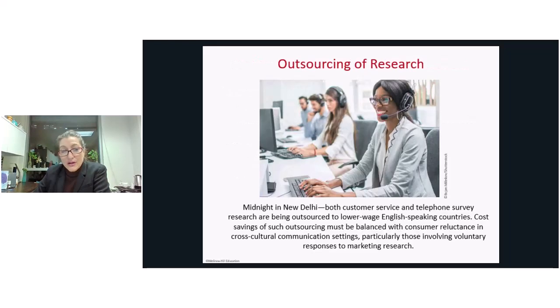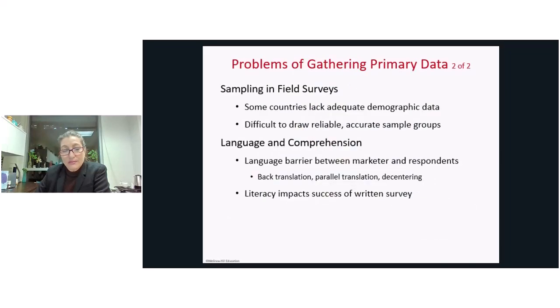We can also outsource research, I mentioned earlier. Here we've got customer service and telephone research being outsourced to lower wage English-speaking countries. So the cost savings in outsourcing may well be balanced with consumer reluctance in cross-cultural communication settings, and particularly those involving voluntary responses to marketing research. We also have some issues in gathering primary data related to sampling. Some countries may lack the adequate demographic data, and it may be difficult to draw reliable, accurate samples.